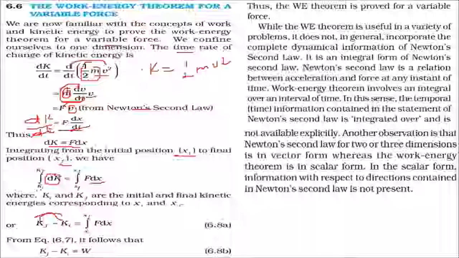Now this Kf minus Ki, see, this is simply the work done, we know about it. So Kf minus Ki is work done. So this is the work energy theorem, which is proved for one dimension. Okay.